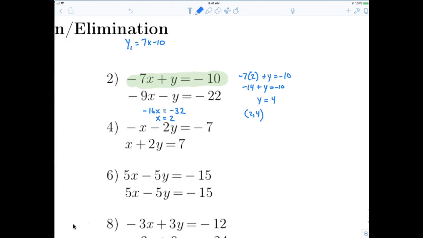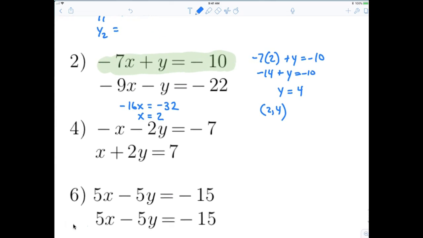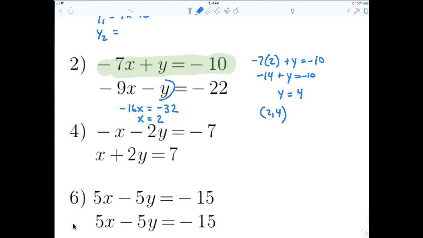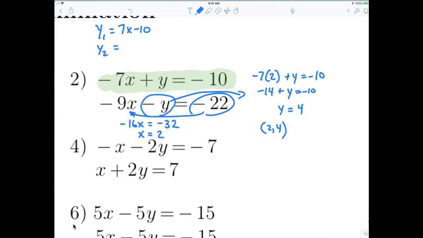Now, under y2, I told you some things. Does everybody agree there's a negative y there? To me, it's easy just to move the y and move the 22. So under y2, listen to me, I'm moving that over and I'm moving that over. So I end up with negative 9x plus 22. Is everybody hearing me?